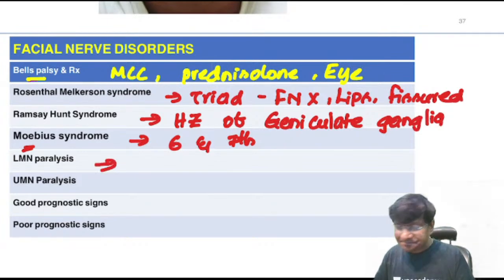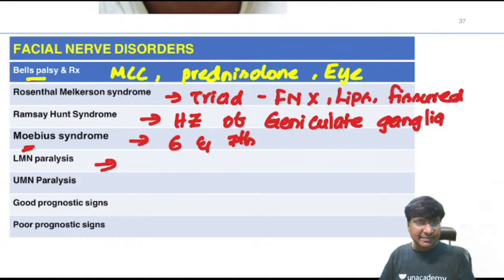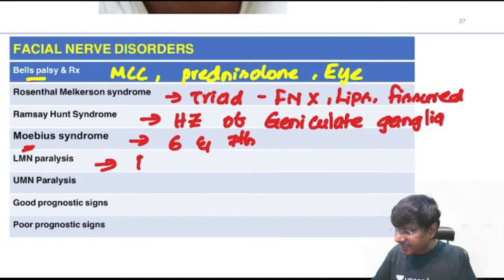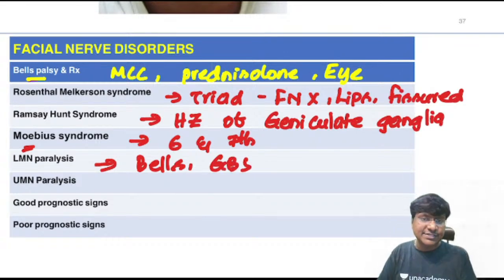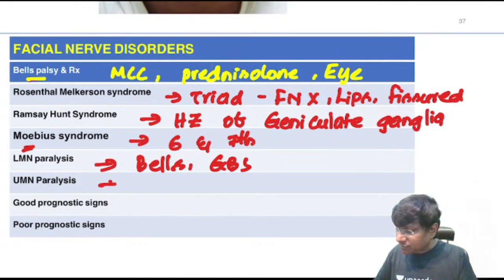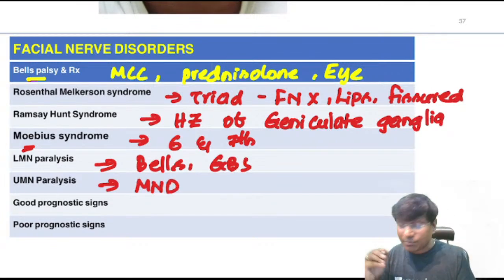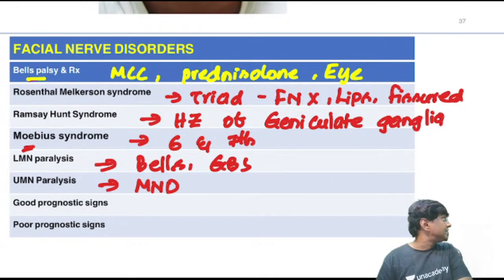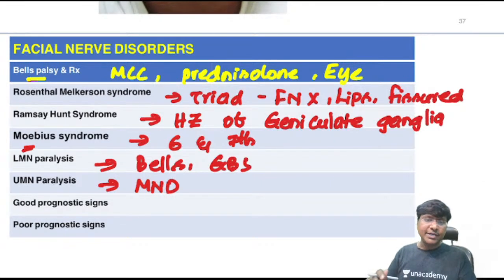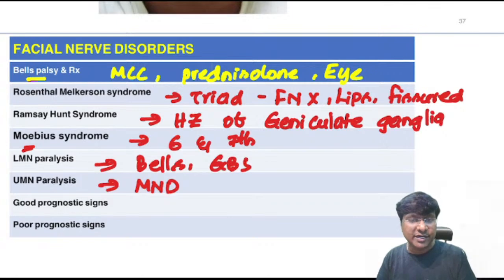Now take the etiologies that will be causing lower motor neuron palsy. Bell's palsy is a lower motor neuron palsy. The other condition where you can have lower motor neuron palsy is Guillain-Barré syndrome, and in Guillain-Barré syndrome bilateral facial nerve palsy will be there. Then what are the conditions where you have upper motor neuron type of facial nerve palsy? You have this in case of motor neuron disease.